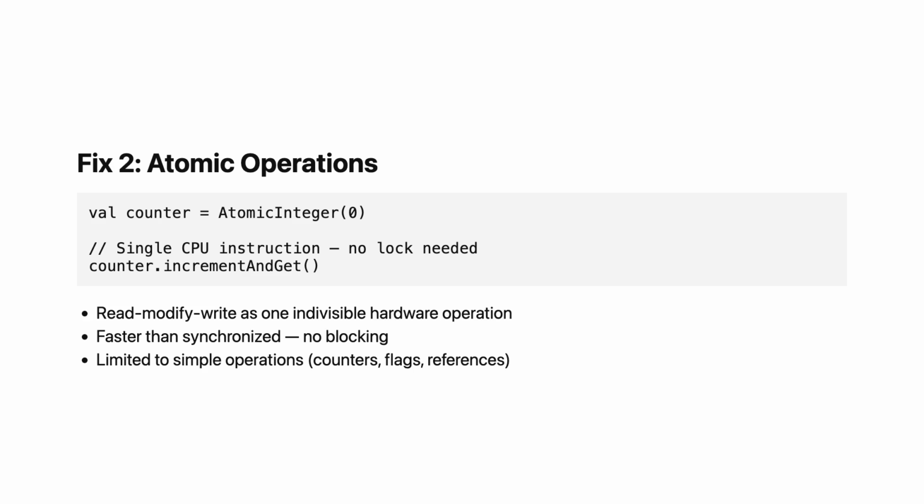No lock needed, no blocking. The CPU hardware guarantees that no other thread can see the value in a half-updated state. For simple counters and flags, atomics are the best solution. They are faster than synchronized because they do not involve locks or thread blocking, but they only work for simple operations. If you need to update 2 variables atomically or perform a complex calculation, atomics alone cannot help.